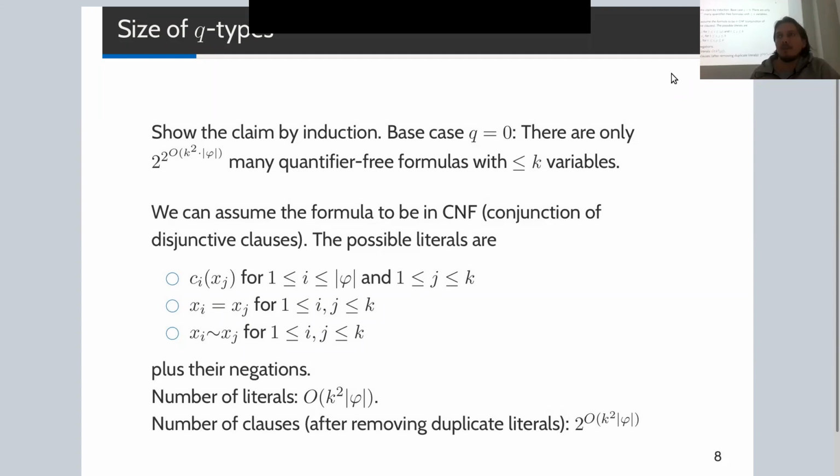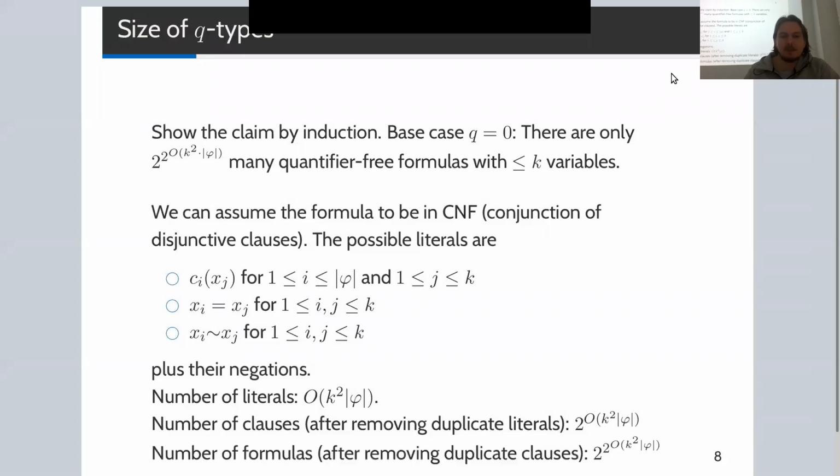And we can do the same thing with the number of different formulas, because every formula can again be seen as a set of clauses. So every clause is either there or not there, and we can remove duplicate clauses. So this way we get another exponential factor. In total, this is where the double exponential comes from. And this is our base case of the induction, which has proved that there are only relatively few different quantifier-free formulas with a bounded number of variables.